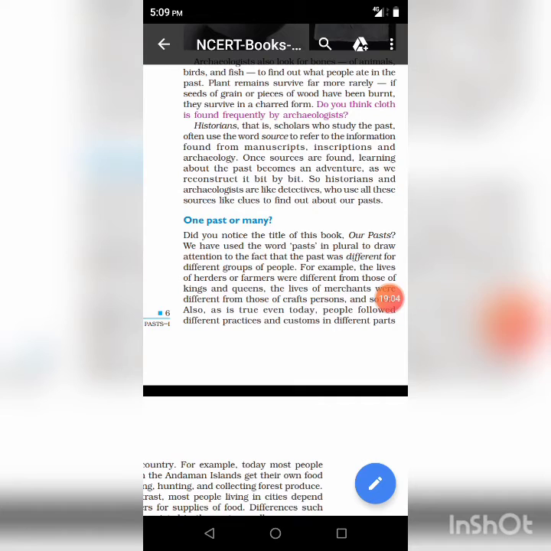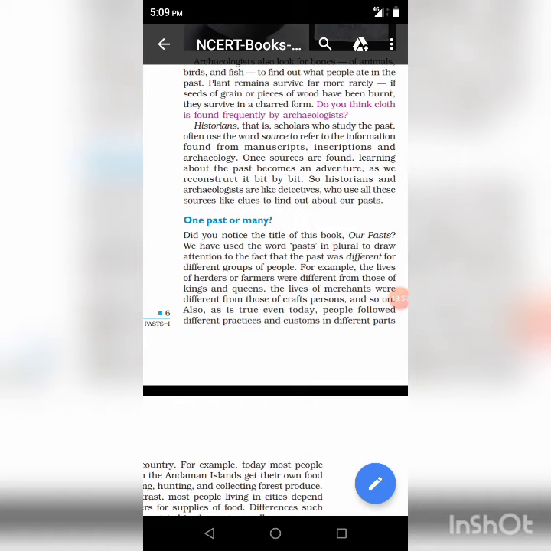Now, our pasts are many. Have you noticed your own past? Quite different. Most of us are not able to remember what we have done on a particular day, unless it is someone's birthday or some incident occurs on that day. Then you will remember, and all the people at that time could also be remembered. So we have used the word past in plural to draw attention to the fact that the past was different for different groups of people.